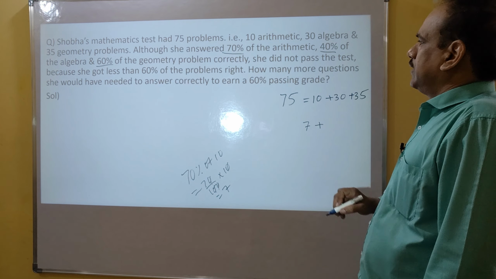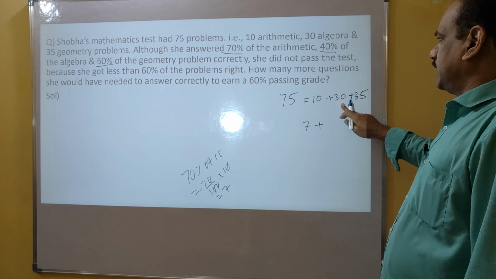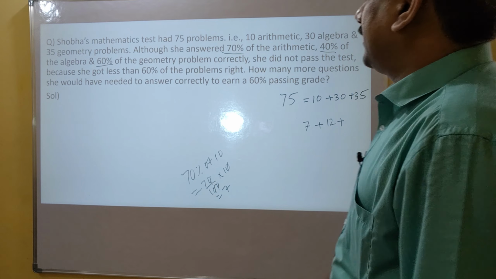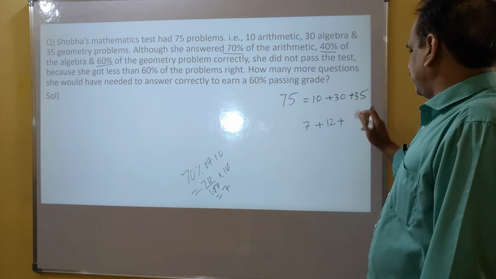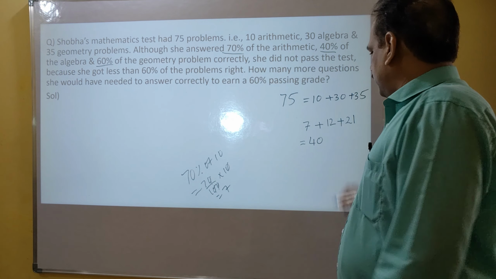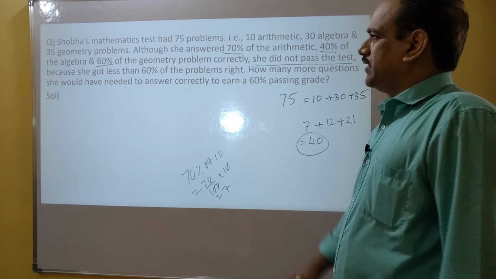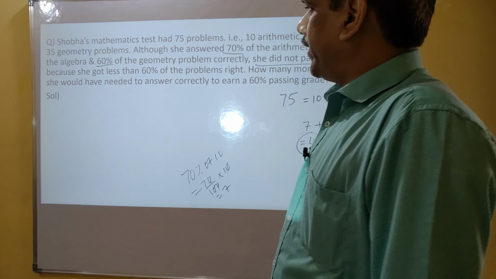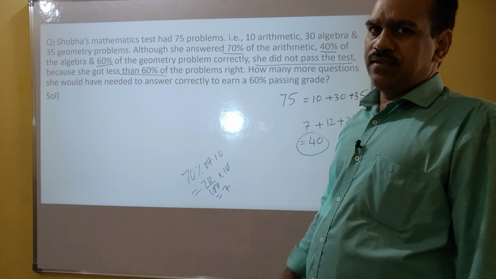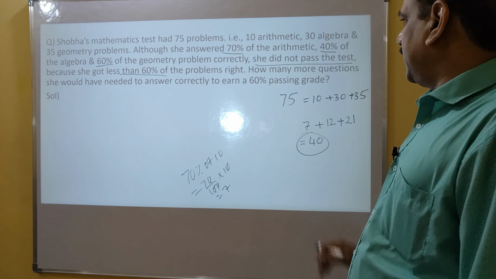Plus 40% of algebra, 40% of 30, right? 40% of 30 is 12. Similarly, 60% of geometry, 60% of 35 is 21. So totally it is 40. So she answered 40 questions correctly, right? She did not pass the test because she got less than 60% of the problems right. So the condition is 60% of the problems should be right, but she answered only 40 correctly.